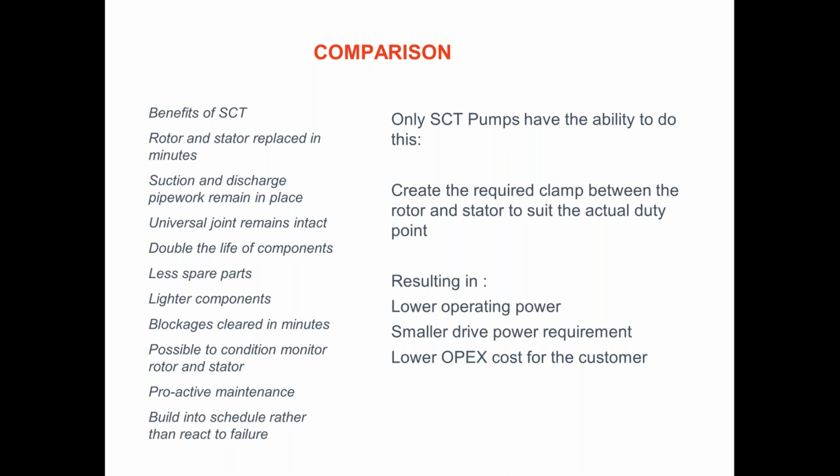The universal joint does not need to be changed unless there is some sort of damage to it. You've doubled the life of your components because the pump can be recompressed as it wears. You can get the compression between the rotor and stator back to almost original factory tolerances. There's less spare parts. The customer does not need to buy metal for this pump ever again. They can just buy 2 pieces of rubber for their stator.